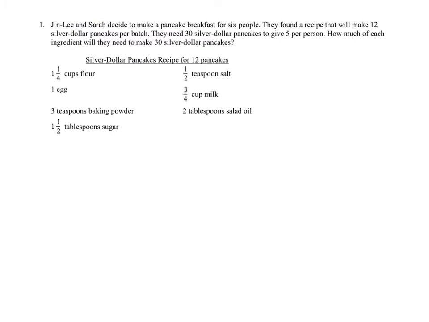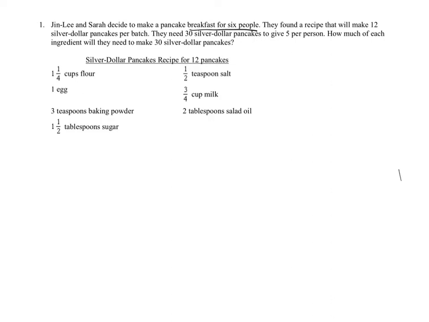In question number 1, you need to read the story at the top before looking at the actual recipe. It said that Jen, Lee, and Sarah decided to make a pancake breakfast for 6 people. Okay, so let's underline things that may be important. That doesn't necessarily mean it is important, but we're going to look to see if it is.